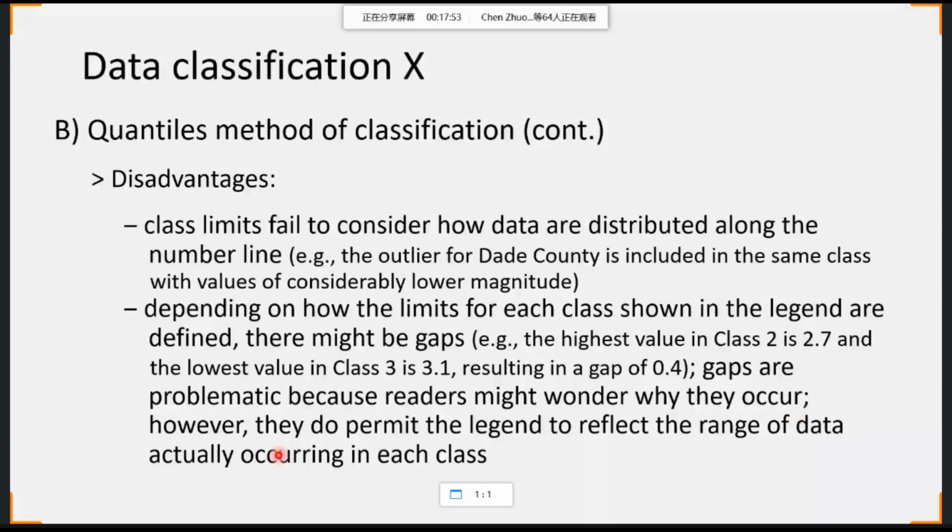However, they do permit the legend to reflect the range of data actually occurring in each class. So it is not a disadvantage. It's more a problem that some readers are not familiar with these gaps. So it might be useful to give some information why there are gaps, because we get a more precise impression of the data if we have these gaps.